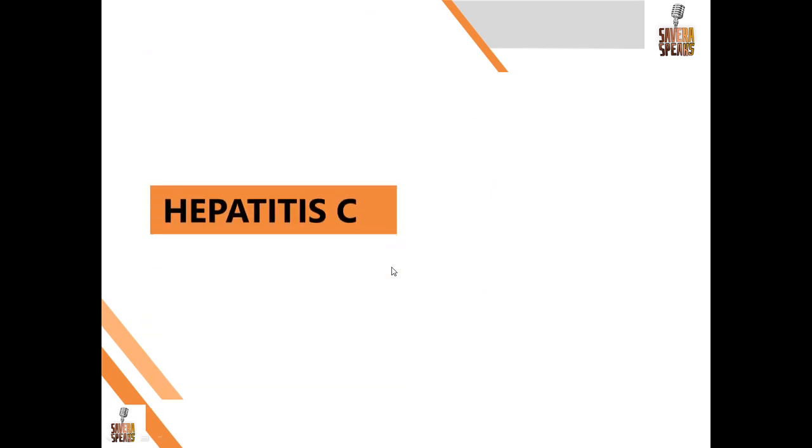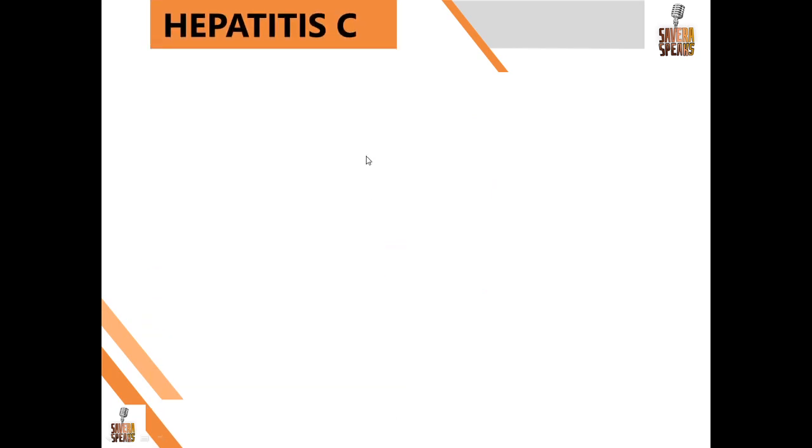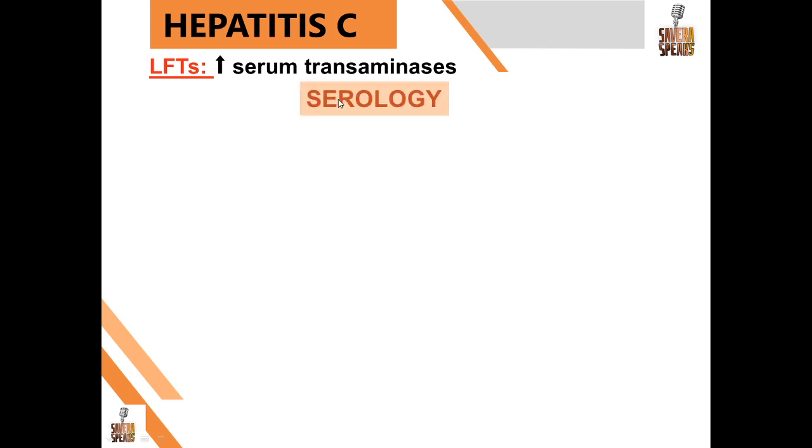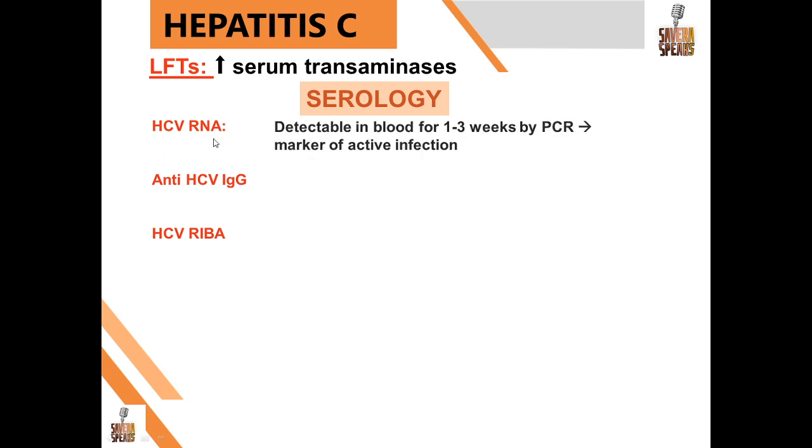Now proceeding towards another chronic hepatic virus, that is hepatitis C virus. For this, first we will do the LFTs, because there are elevated serum transaminases. They are usually common with hepatitis C virus. After that we do the serology, and for serology we detect HCV RNA, anti-HCV IgG and HCV RIBA. HCV RNA is detected by PCR and it is actually a gold standard. That is, if HCV RNA is positive, there will be infection. If this is negative, there will not be infection.